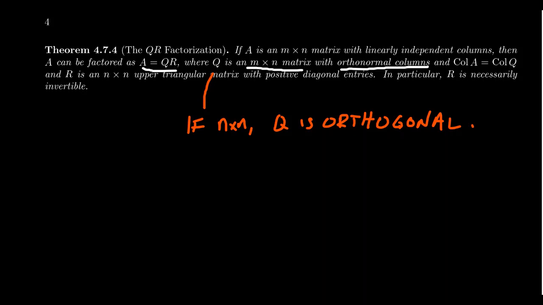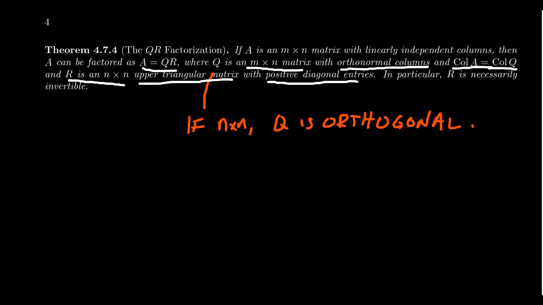So Q will have orthonormal columns, and the column space of A will be identical to the column space of Q. So we're not changing the span of the column vectors here. That's Q. R, on the other hand, is going to be an n by n, so it will be square. It'll be an upper triangular matrix, and all of the diagonal entries will be positive. In particular, if you have a triangular matrix whose diagonals are non-zero, that means it'll be an invertible matrix, so R will have an inverse.